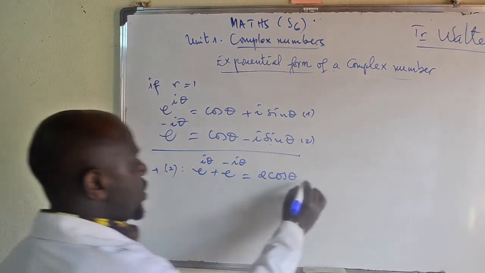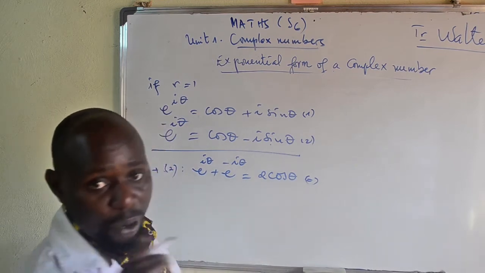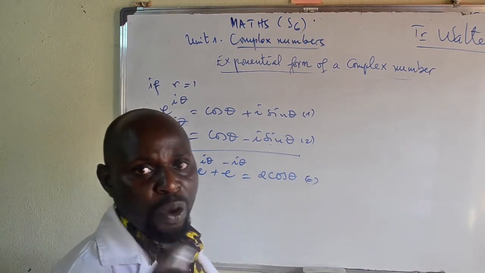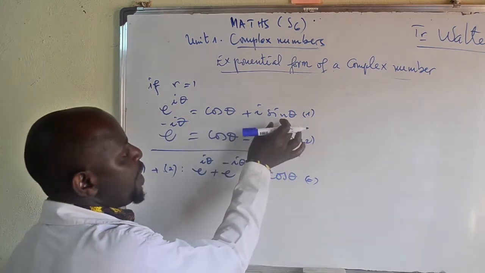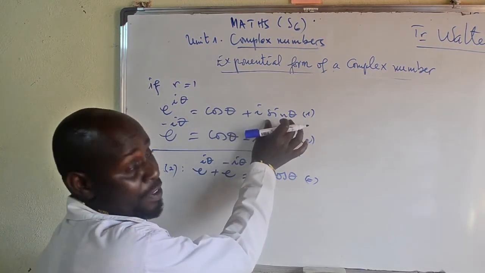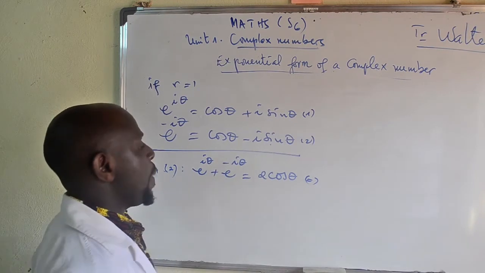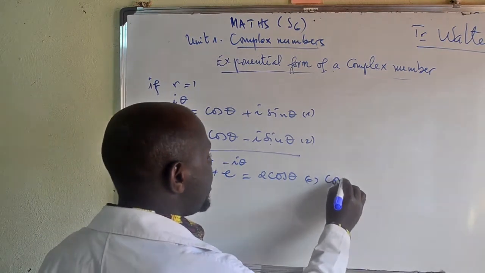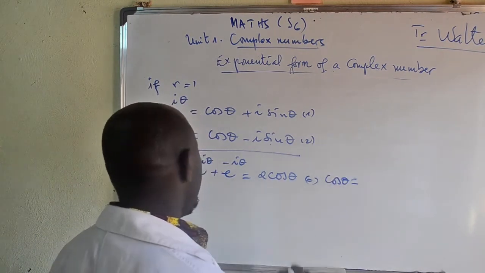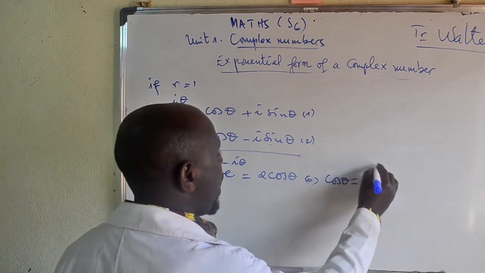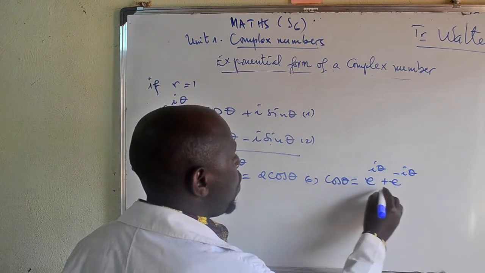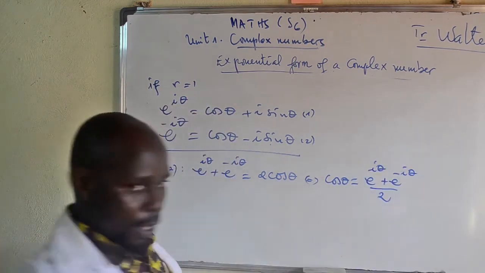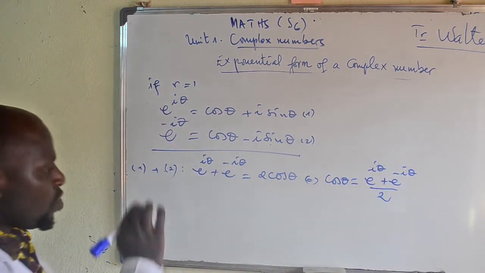Now, through this, what shall we get? Remember, we are looking for the real part and the imaginary part. The real part on this side is cosine theta, and the imaginary part here is sine theta. So how do we get cosine theta here? Getting this cosine theta, ladies and gentlemen, will be equal to e power i theta plus e power negative i theta over 2. Thank you very much.